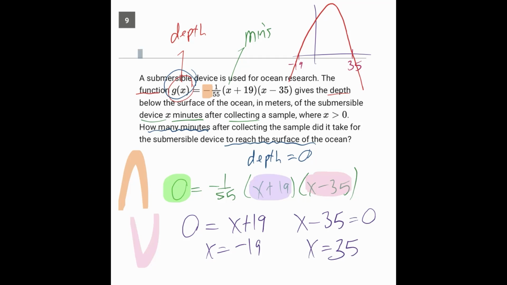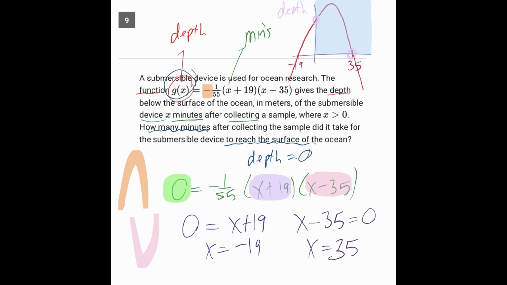Now, the part of the graph that we're concerned with is this part right here, because x is the number of minutes, and you're not really going to have a negative number of minutes unless you're a time traveler. So this is starting right around here, and we're measuring the depth with the y-axis. So the depth becomes 0 right here.